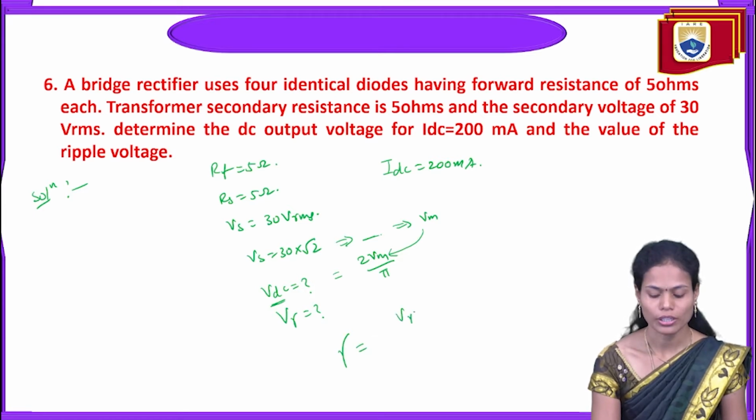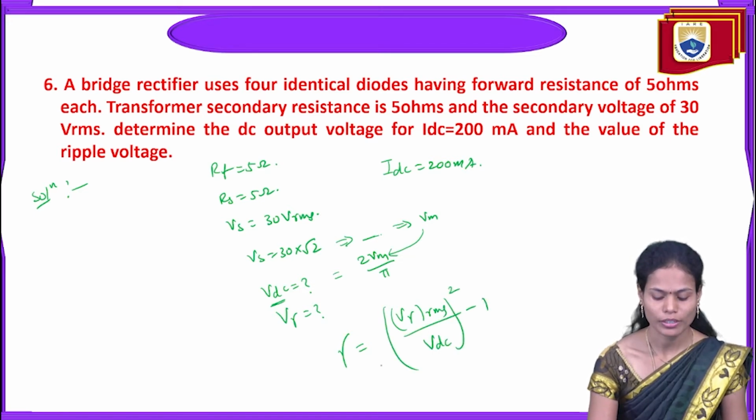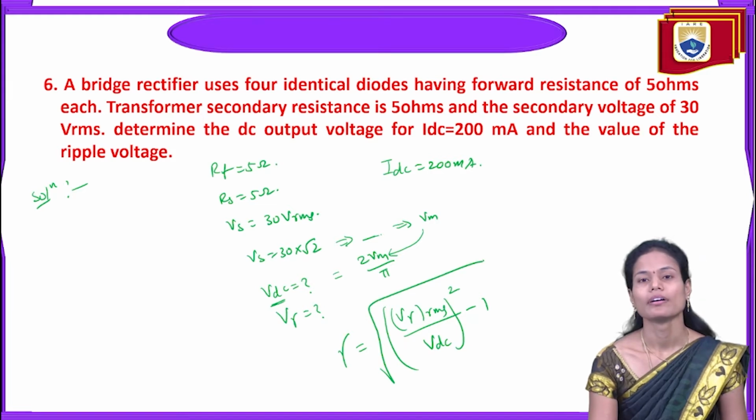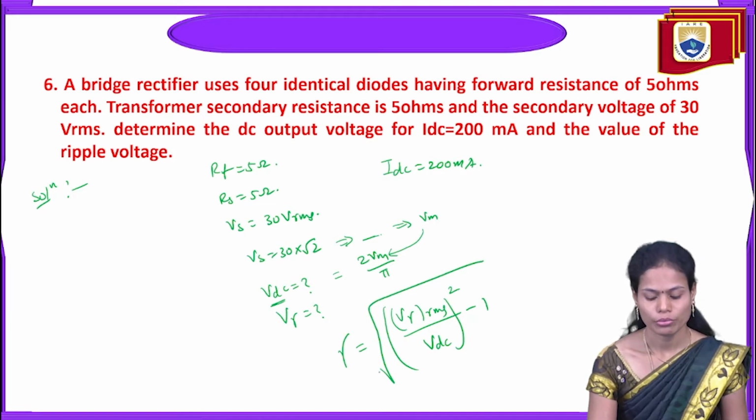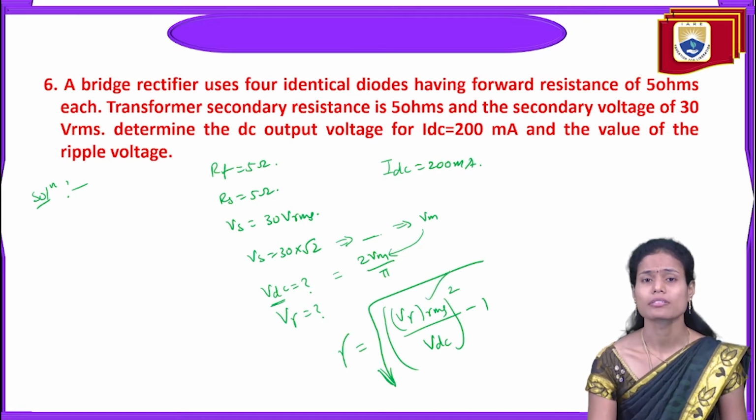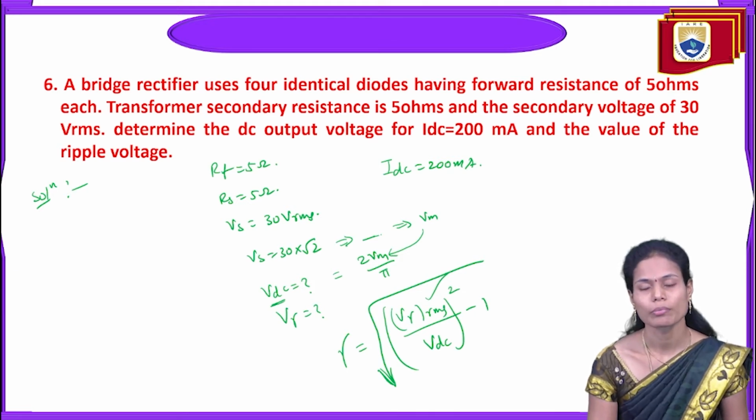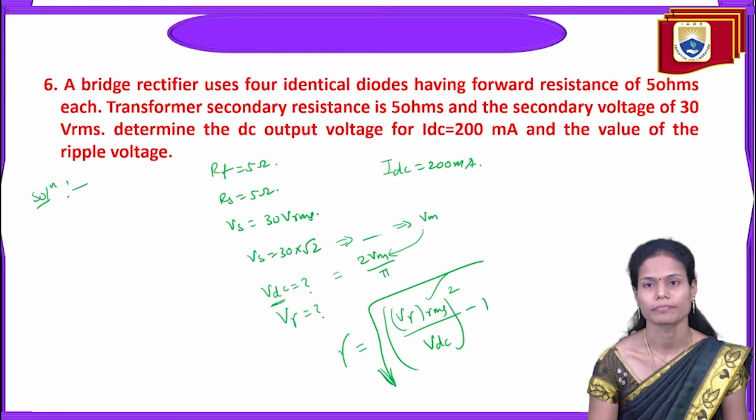The ripple voltage we can again calculate from the ripple factor formula, that is ripple factor gamma equal to the square root of (V gamma RMS by VDC) whole square minus 1. So if we know this formula and substitute all the given values, we are able to find the V gamma RMS, or the ripple voltage, of the given circuit. This particular problem we also discussed in the problems on rectifiers session.